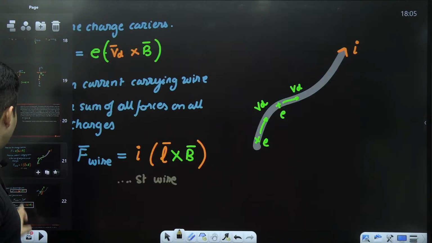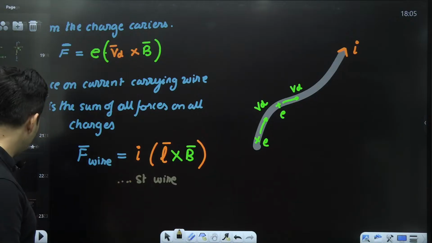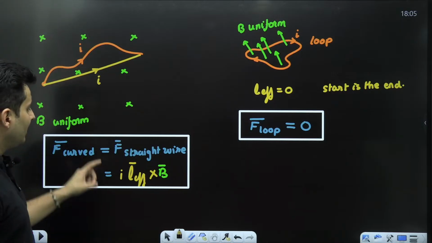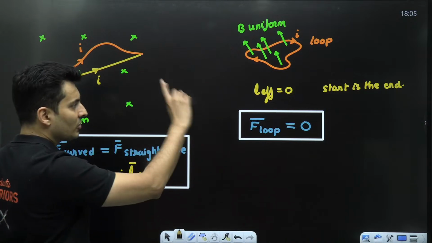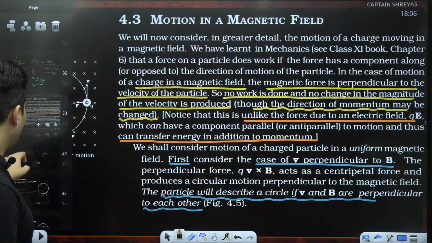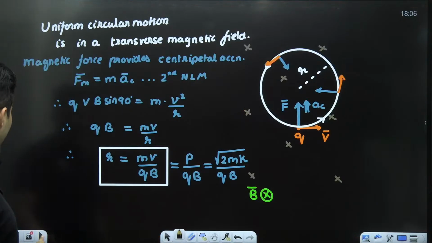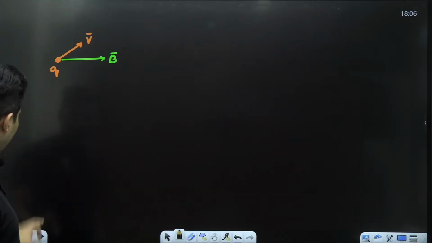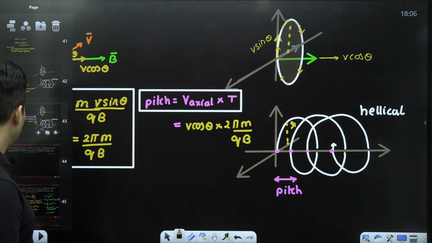We have done quite a few examples. Force on a wire which carries current, which is IL cross B. Also, if you have a curved wire, then you can just join the endpoints to find the effective force, and the force on a complete loop is always going to be 0. Also some special cases of a charge moving in a circular path: what is the radius, what's the time period. And a charge which is thrown at an angle ends up going in a helical path. That also we have seen in the previous lecture.